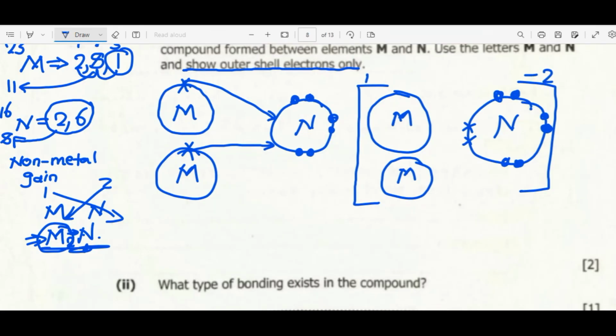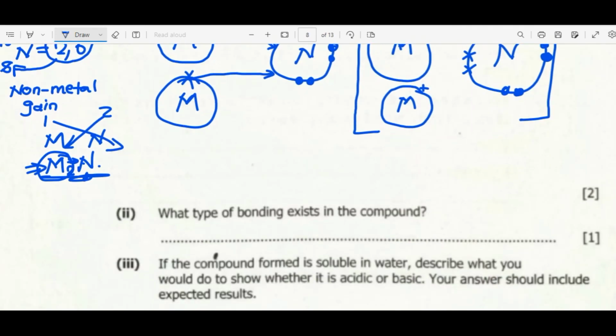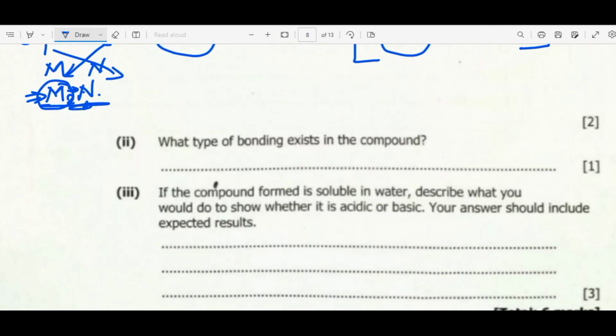Then for M, the total charge will be plus. This one gave a 1, then this one also gave a 1. So that's what we are supposed to do. Then for Roman number 2, what type of bonding exists in the compound? This is ionic bonding. Why? Because there is a transfer of electrons.